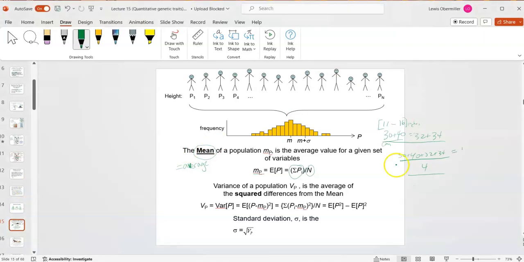So this ends up being 136 divided by 4 is 34 centimeters. So this is the average or the mean, which is the symbol for the mean of this set, right? These 4 individuals with their giant shoe size.